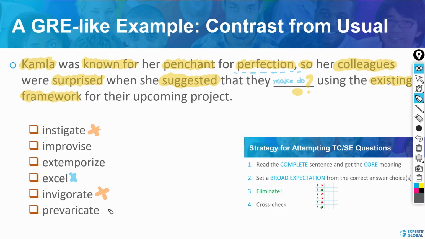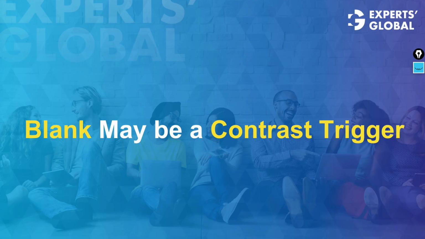Prevaricate means to avoid, that does not fit here. Choices improvise and extemporize mean on the lines of make do, and therefore B and C are the correct answer choices. Sometimes the blank itself may be a contrast trigger.